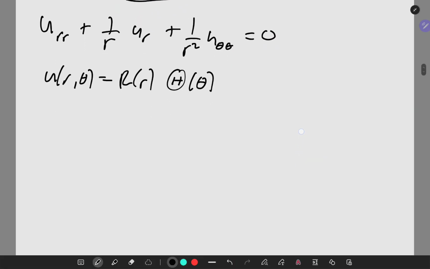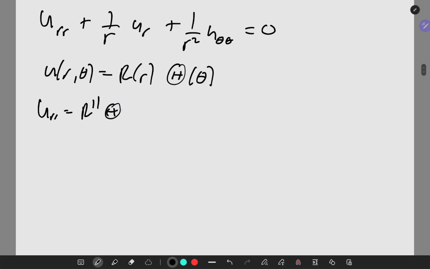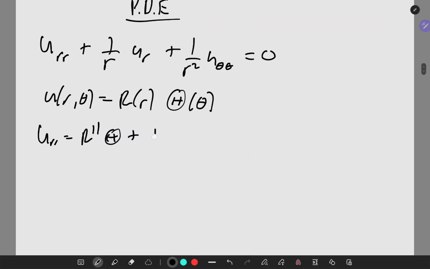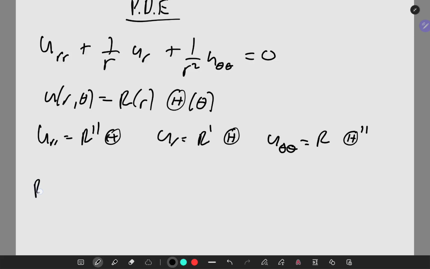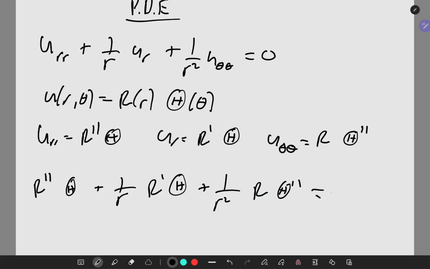Okay. Let's separate the variables. U_rr would be R double prime Theta. This is a capital Theta, by the way. Plus 1 over r, U_r is equal to R prime Theta. U_theta theta is equal to R Theta double prime. So now we plug them in. R double prime Theta plus 1 over r R prime Theta plus 1 over r squared R Theta double prime is equal to 0.